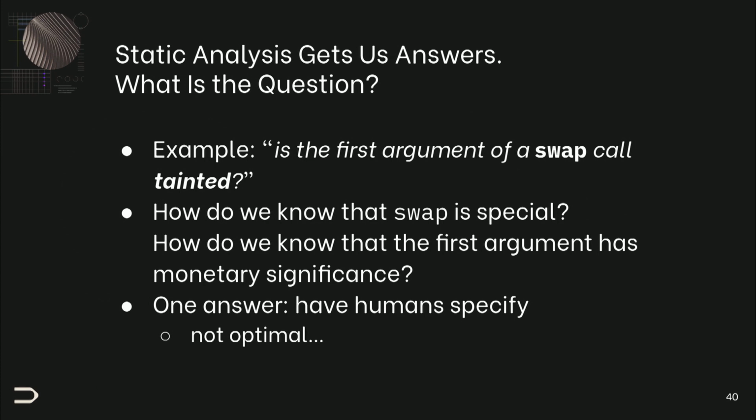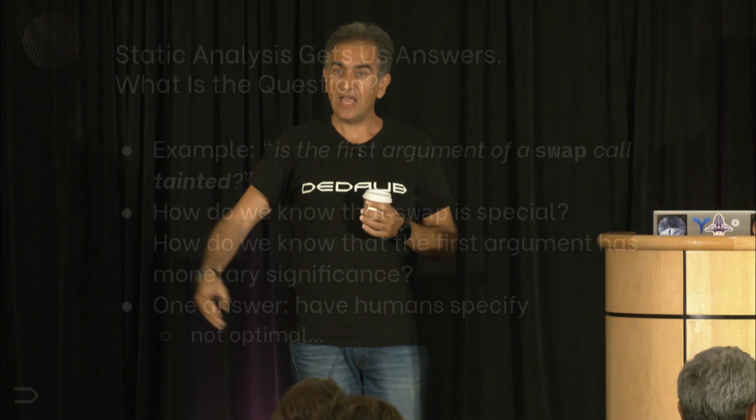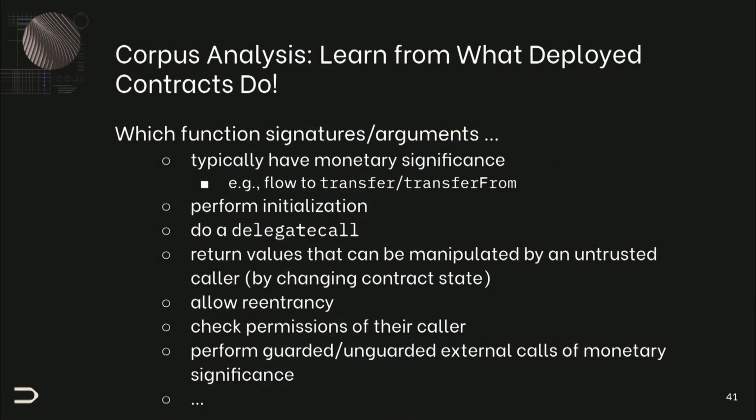One answer is we have humans specify. We have human experts specify that. The problem with this is it's not too scalable because there are lots of DeFi protocols that come online every week, and they have new sensitive operations, and we cannot really rely on security expertise to provide more and more of those. So we'd like to do something a little better. And the answer is what we call corpus analysis, which is learning from what deployed contracts already do.